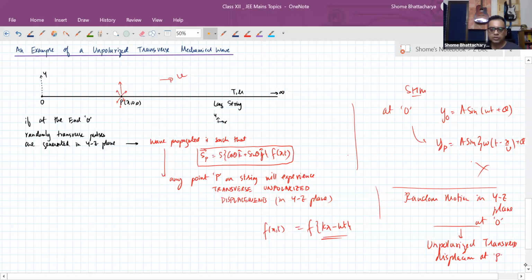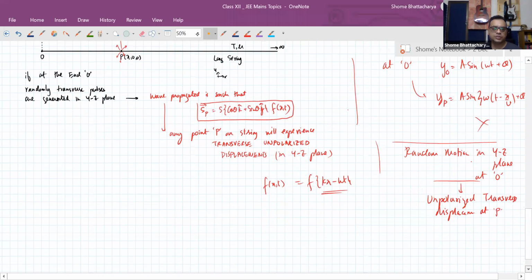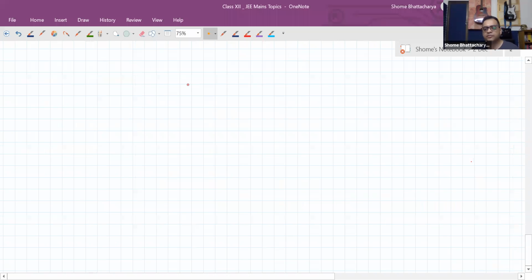Okay. Now there is a process by which such light can be polarized or such waves can be polarized. And once they are polarized, what happens is that the disturbance at any given point, whether we are talking about electric and magnetic field in case of EM waves, or physical displacement of particles in case of mechanical waves, becomes along a fixed axis. And when that happens, we call it polarized waves.